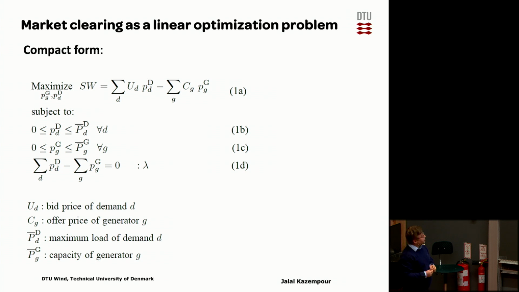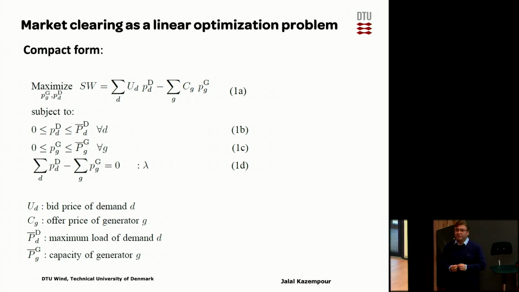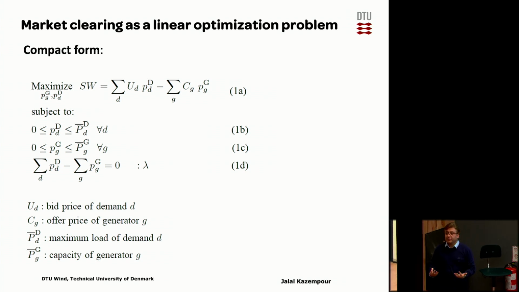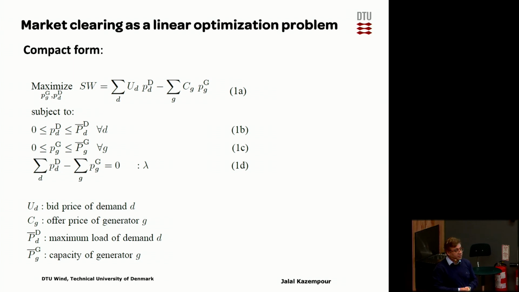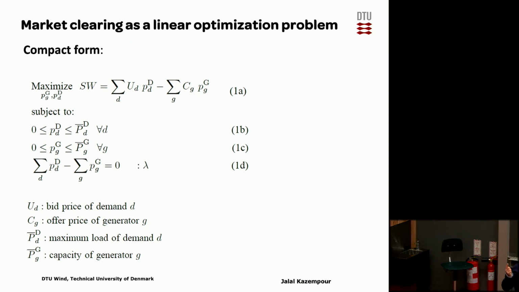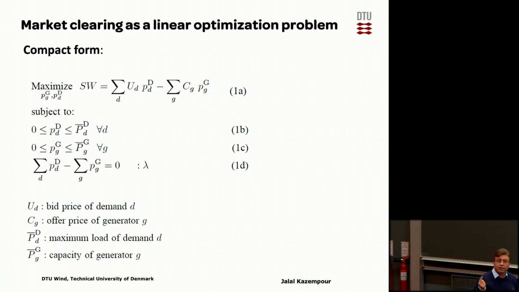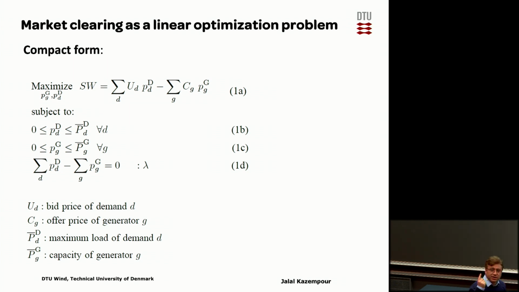The first constraint, how many first constraints do we have? D. If you have 5 demands, then you have 5 constraints. It says that demand consumption lies between 0 and the maximum debit. The same for generators. And the last constraint, how many last constraints do we have? 1. The last constraint is 1.